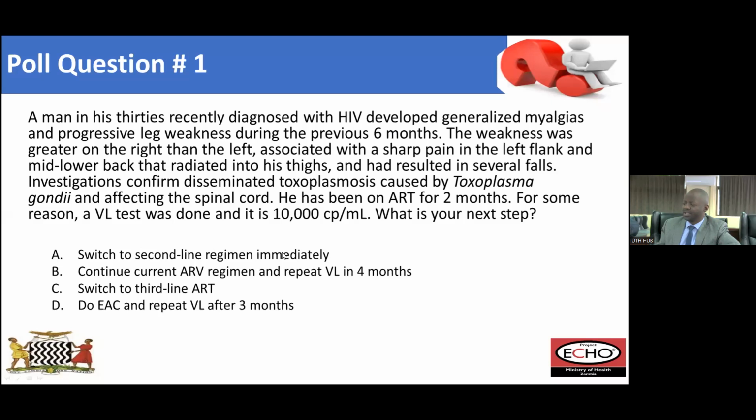Do you switch to a second line regimen immediately? Do you continue the current ART regimen and repeat the viral load in 4 months? Do you switch to third line ART? Do EAC and repeat viral load after 3 months?